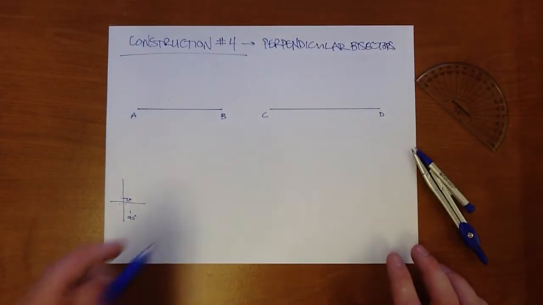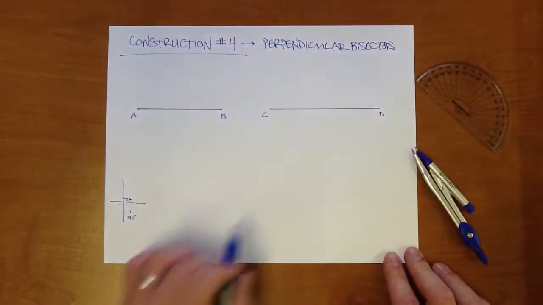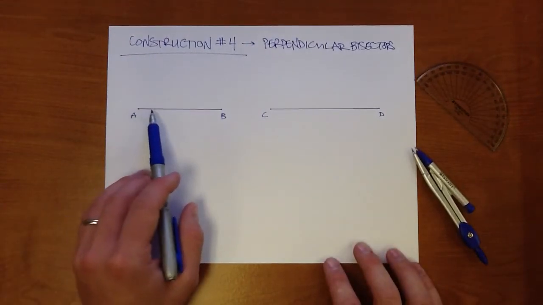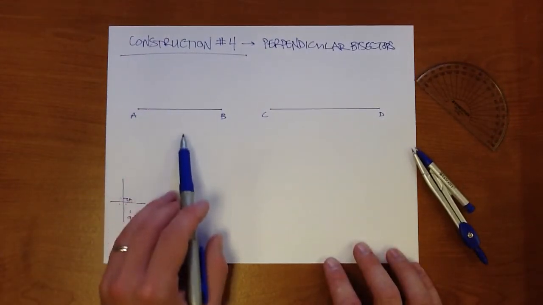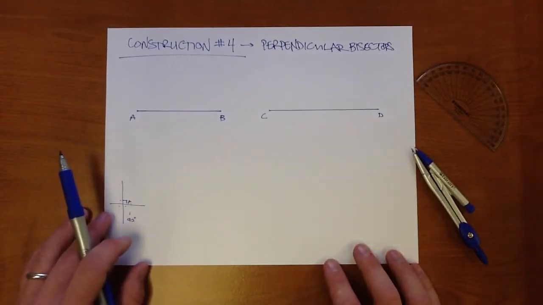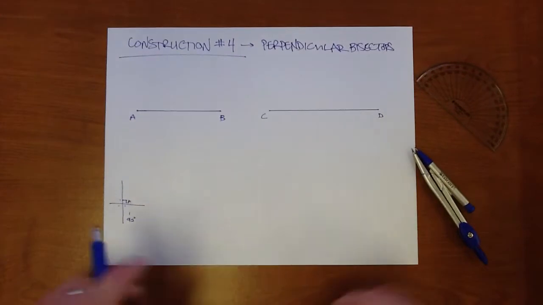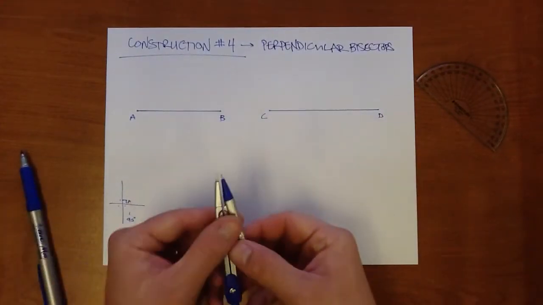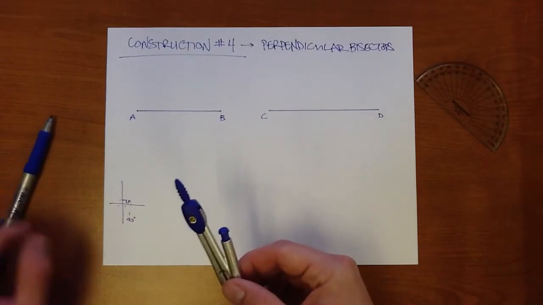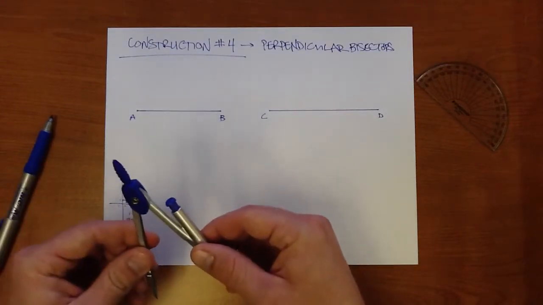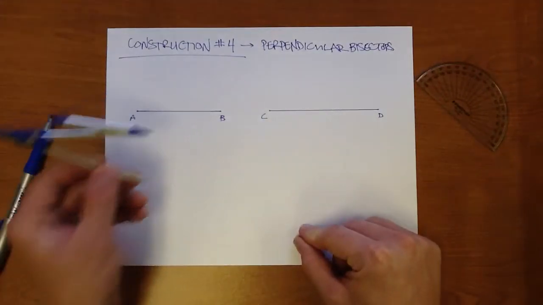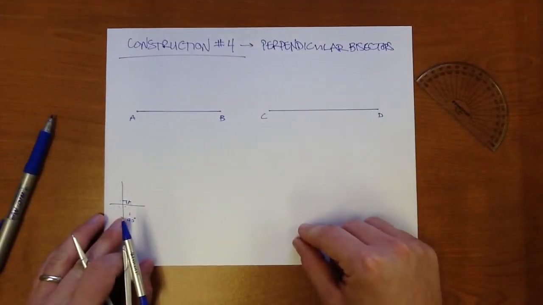When you think of bisector, you're cutting something in half. So what we are going to do is draw a line that's perpendicular to this line, and it's going to cut it right in half. When we do this, we're not taking our ruler out and measuring. We're going to use our compass again, and it's going to be very similar to other constructions that we've done. You are going to figure out the midpoint of AB, and then draw a line that's perpendicular through it.